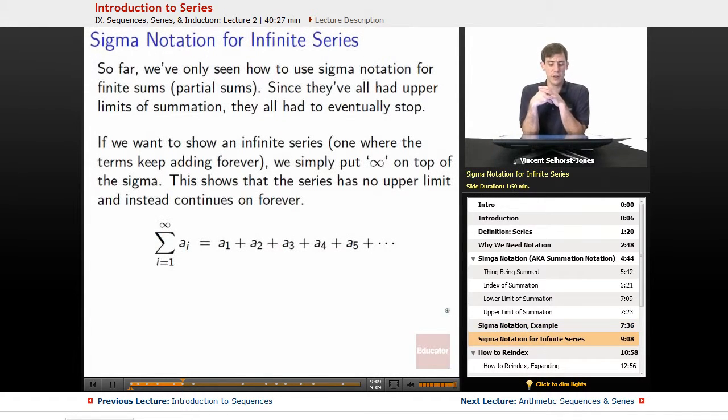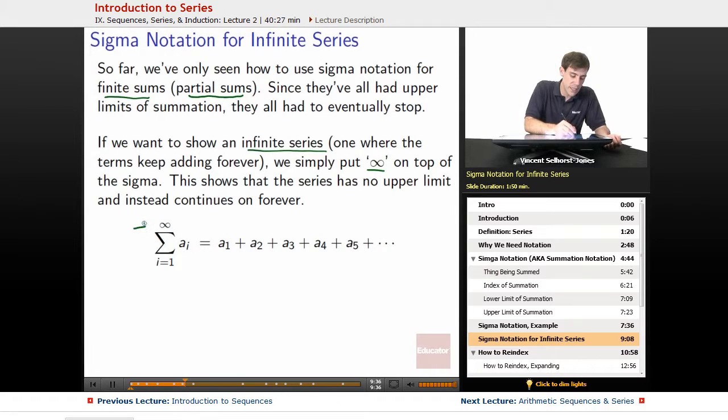So far, we've only seen how to use sigma notation for finite sums, that is to say partial sums, not sums that are going on forever. Since they've all had some upper limit of summation, something on top of the sigma, they've all had to eventually stop. If we want to show an infinite series, one where the terms keep adding forever and ever, we simply put an infinity symbol on top of the sigma. This shows that the series has no upper limit and instead continues on forever.